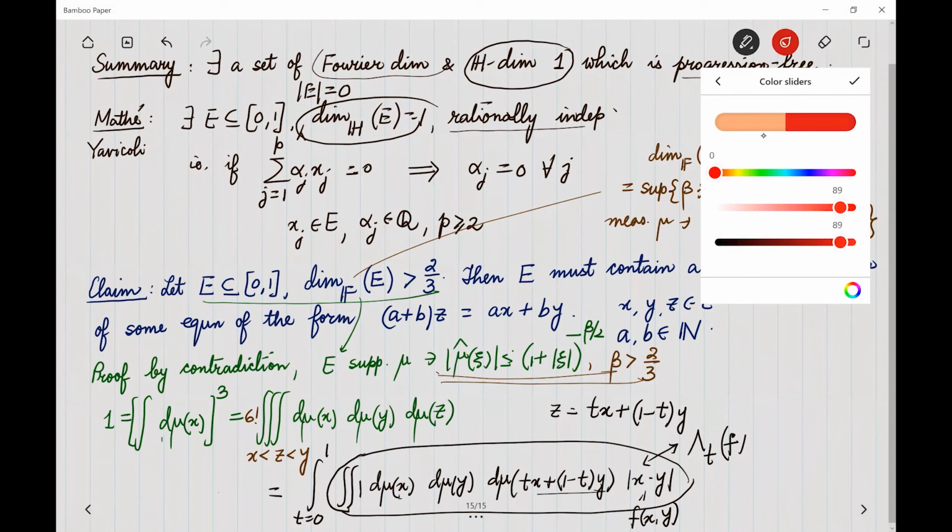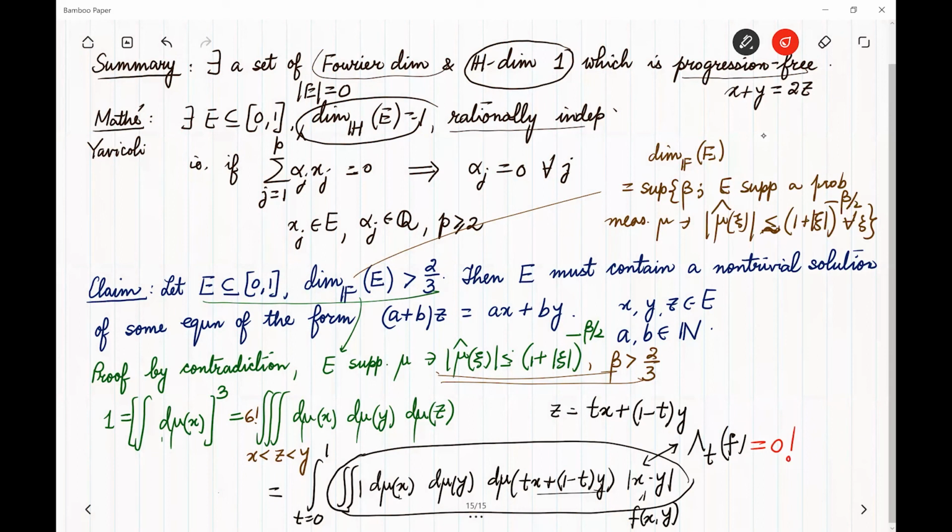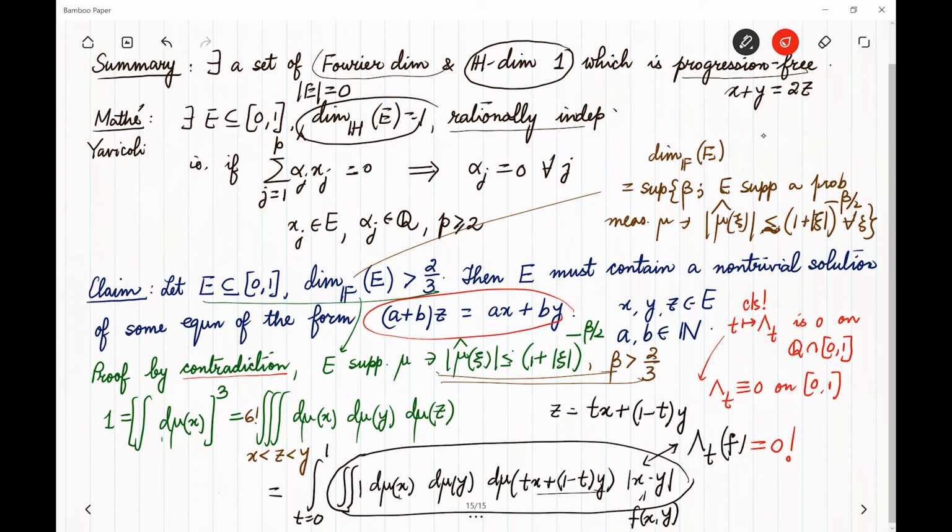I am claiming that this is 0. The right-hand side is going to be 0. Why is this 0? It is 0 because of this assumption that I made, namely that E doesn't contain a non-trivial solution of any equation like this with rational coefficients, which means that the function t going to lambda t is 0 on all rational points, Q intersected with 0, 1. And this is a continuous function. So, you know this from real analysis, if you have a continuous function that is 0 on the rationals, it has to be 0 everywhere. And if it is 0 everywhere, this integrand vanishes, and we have shown that 1 is less than 0, and that's of course a contradiction.